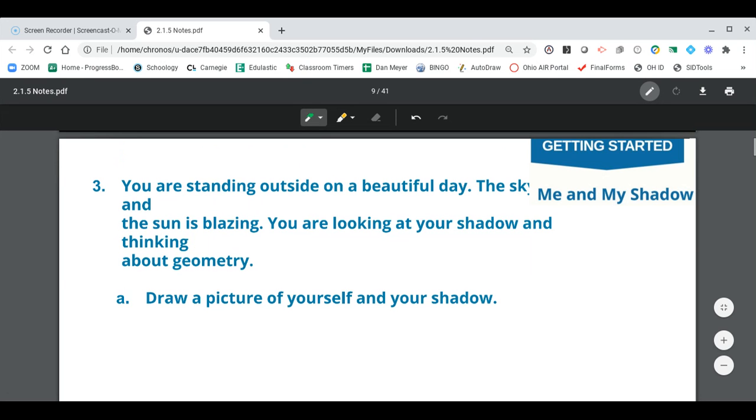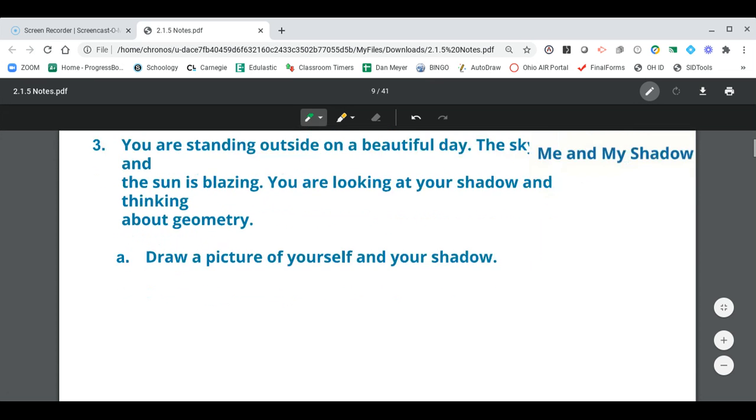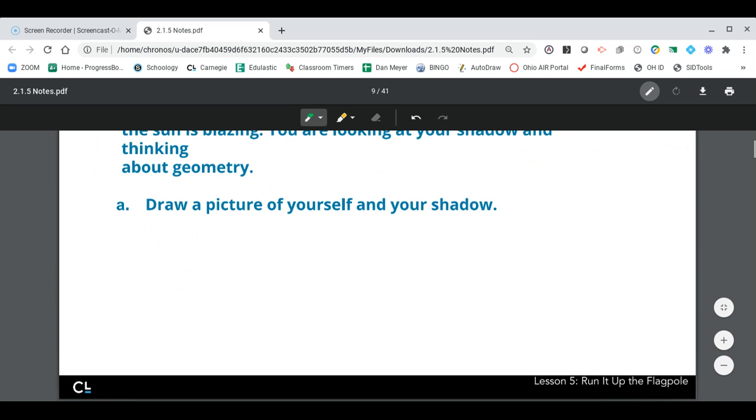Question 3, you're standing outside on a beautiful day. Okay, this is cut off, so I'm going to read on my paper. The sky is clear and the sun is blazing. You are looking at your shadow and thinking about geometry. Draw a picture of yourself and your shadow. So I'm a really good artist, so nobody be jealous. So here's me. And then here would be my shadow.